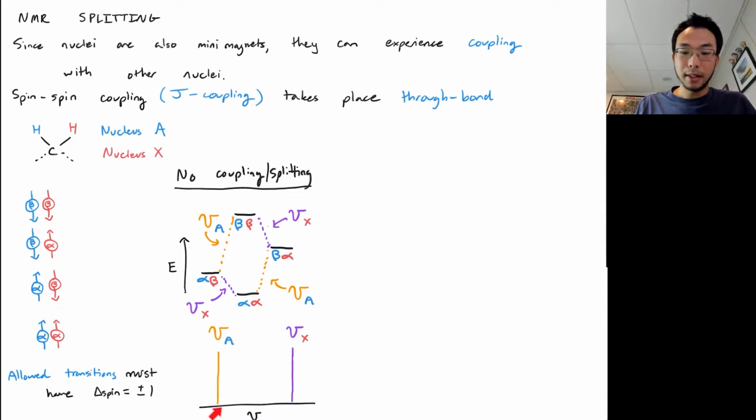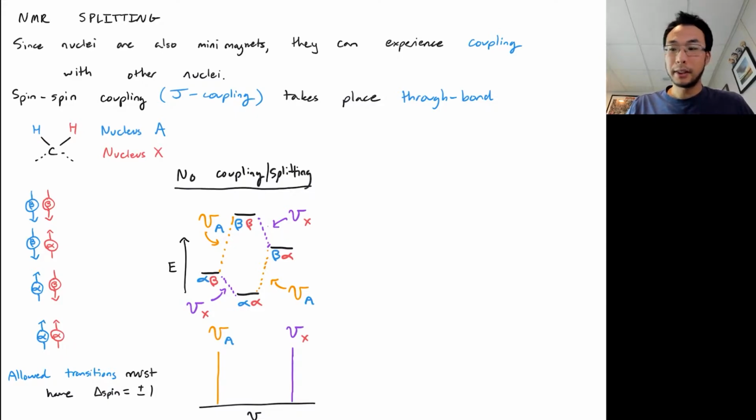This encompasses both of these possible transitions. And then we have a separate signal somewhere else. So here I'm showing it more upfield for proton X. Again, a single signal corresponding to two energy transitions that are degenerate to each other. So again, the reason that identical nuclei show up as a single signal at the exact same location is because all of the possible transitions involving that nucleus doing a spin flip have the exact same delta E.